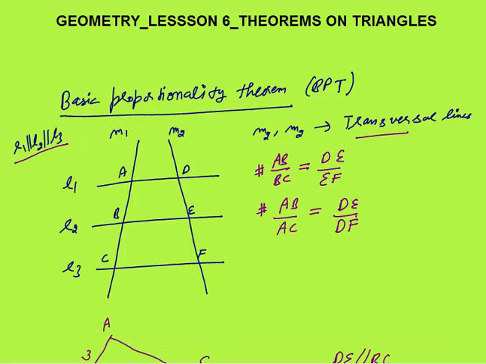The magnitude of AB may or may not be equal to DE, but the ratio will be the same. Whatever the ratio of AB to AC, the same will be for DE to DF. Also, it could be BC upon AC. You can take any corresponding part. This BC and this complete AC will be equal to EF upon DF. So all corresponding parts will be in the same ratio. That is the basic proportionality theorem.